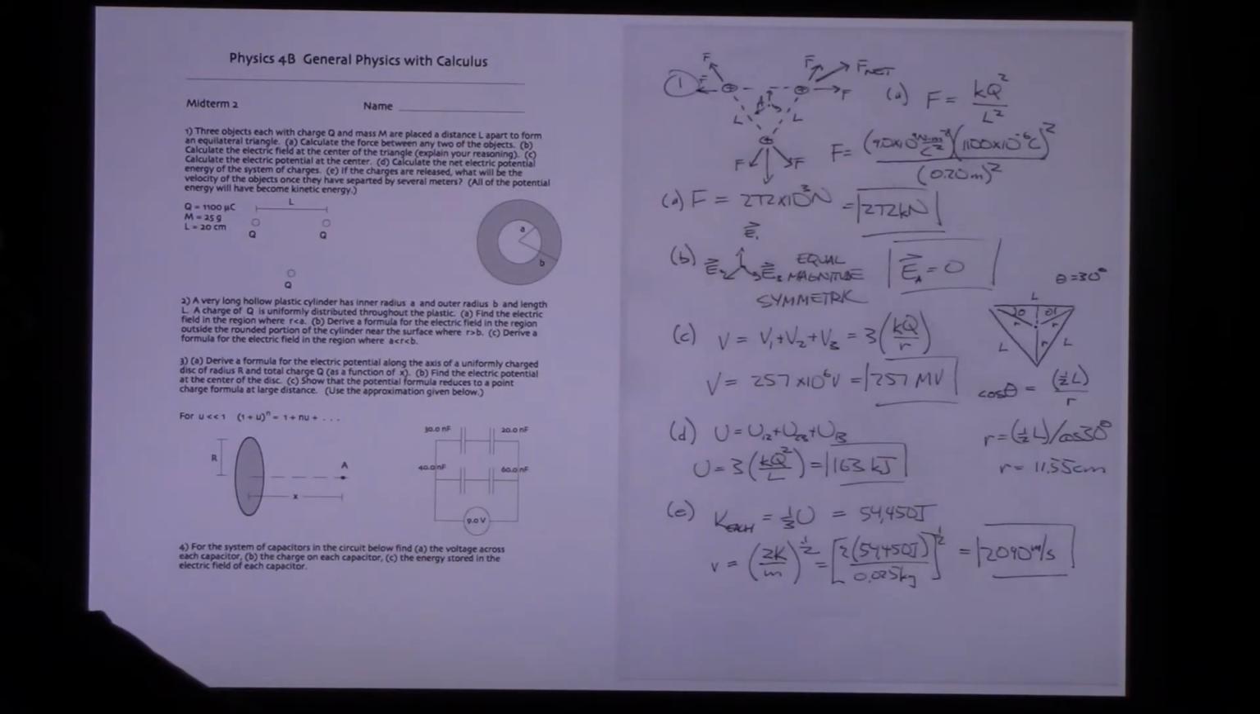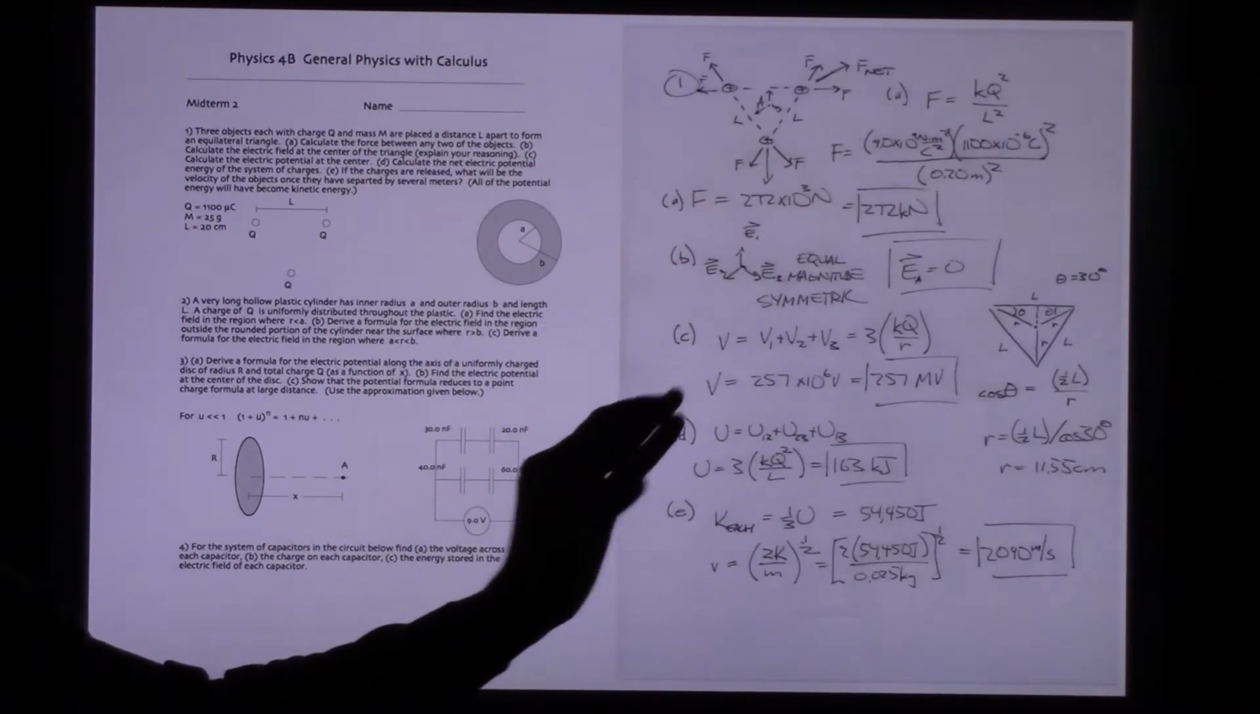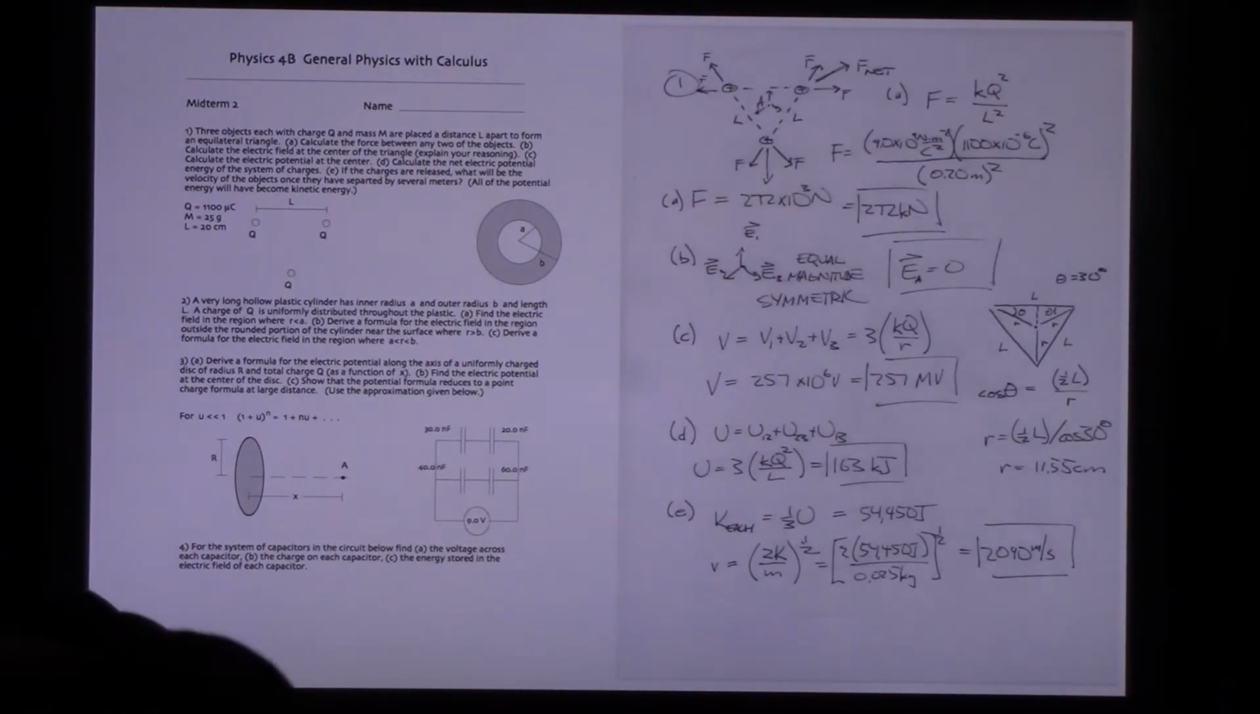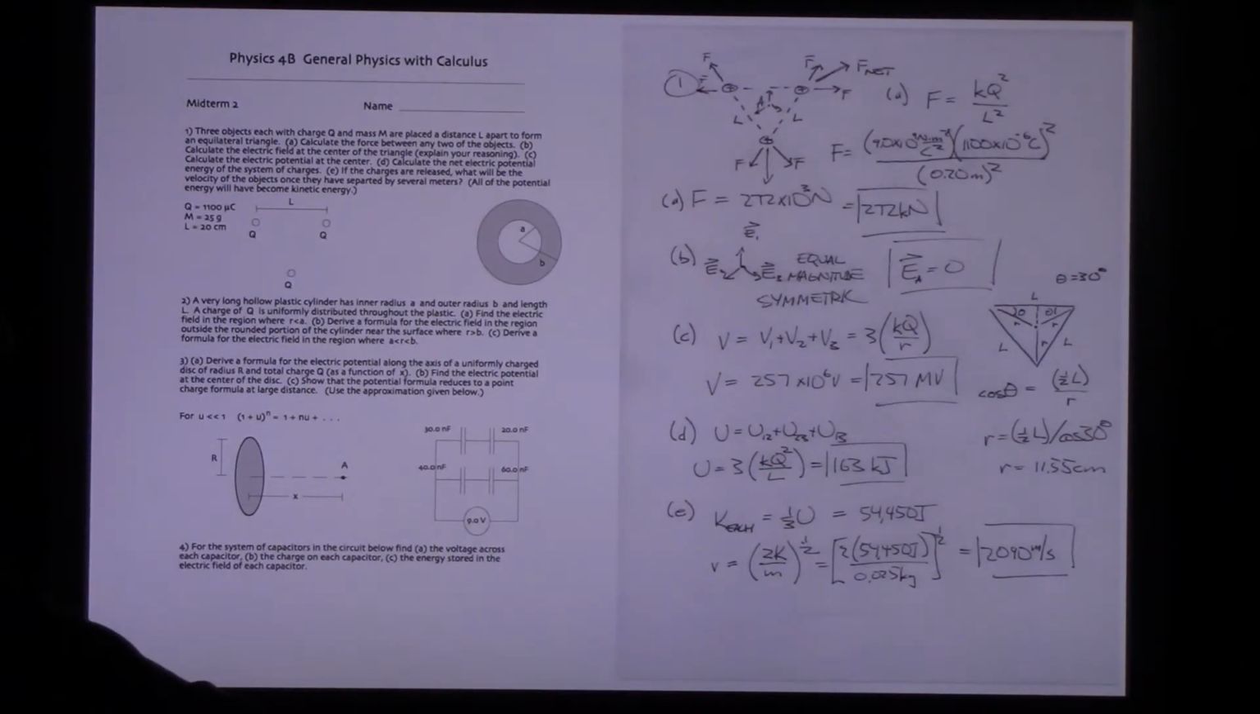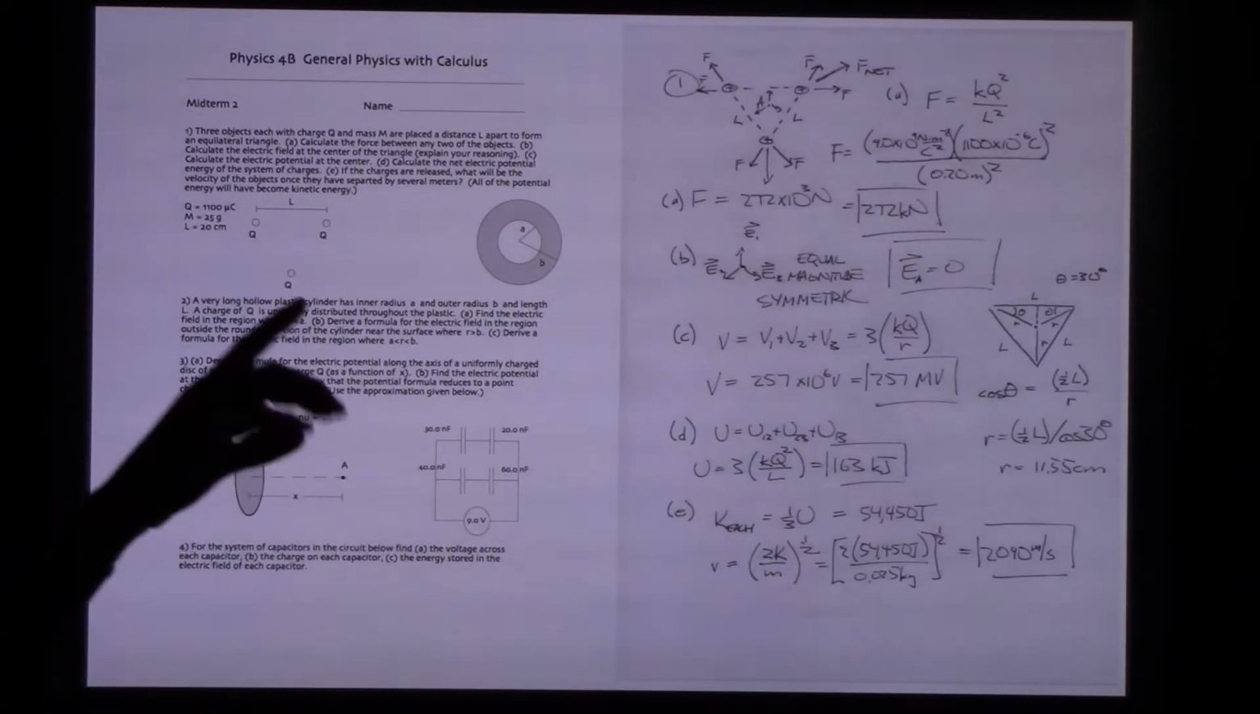So 257 megavolts of electric potential. That's a good electric potential. It's going to take a lot of energy, a lot of work, to bring a positive charge into that location. A negative charge would just sail right in, right? A negative charge would be pulled in very forcefully. Let's see how we're doing here.